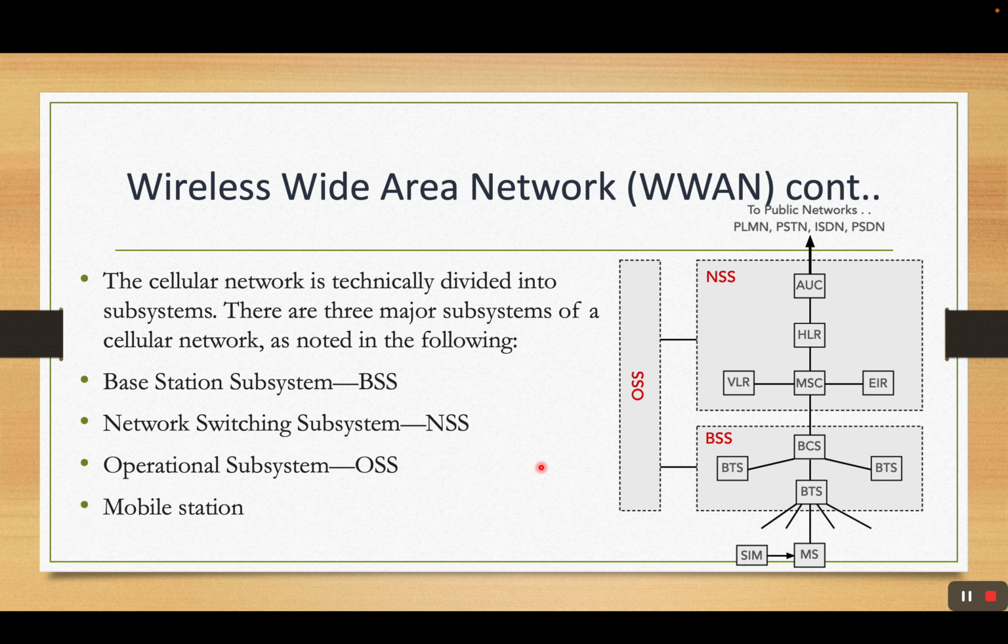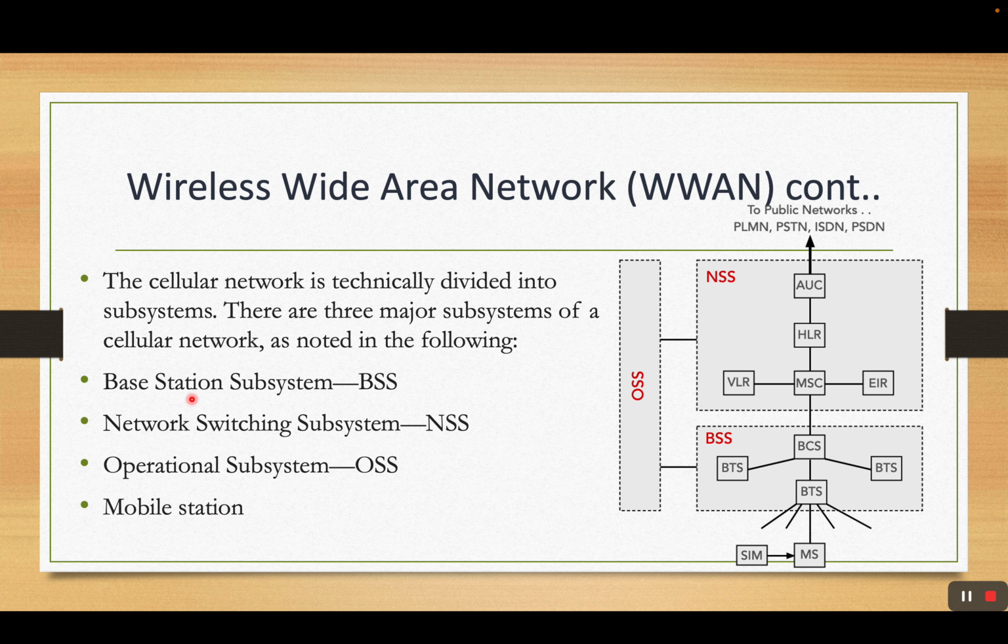Okay, so now the cellular network is technically divided into subsystems. Here there are three major subsystems, without including the mobile station. Now, the figure represents GSM architecture elements here. The GSM network actually has four separate parts, as we should always include the mobile device itself.